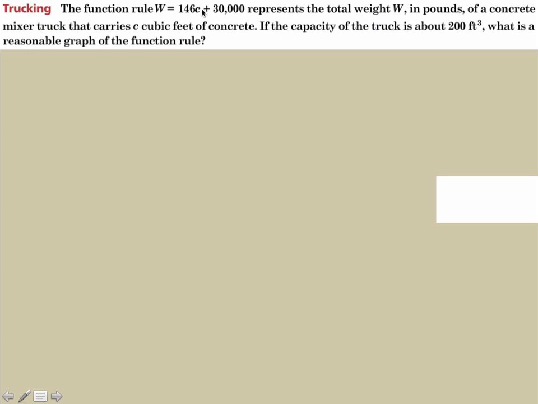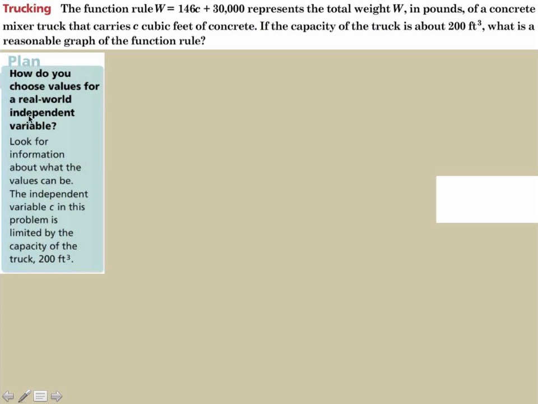All right, so I can have any kind of number I want in the C. It says the capacity of the truck is about 200 feet. So I'm just going to pick some numbers for that C number. Let's pick some that make sense because I have a real situation here. So how do I choose values for a real-world independent variable? I look at the information about what the values can be. The independent variable, C in this problem, the capacity of the truck, is limited in that it can only be up to 200. So it doesn't make any sense to pick numbers above 200.